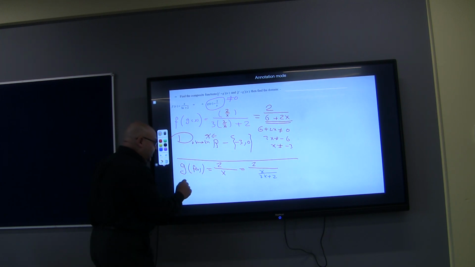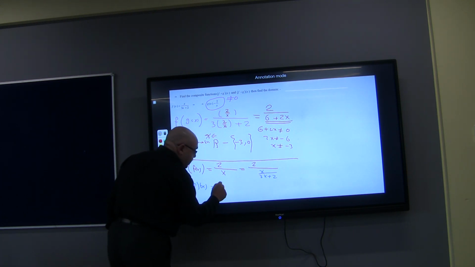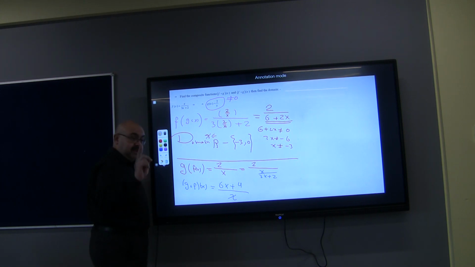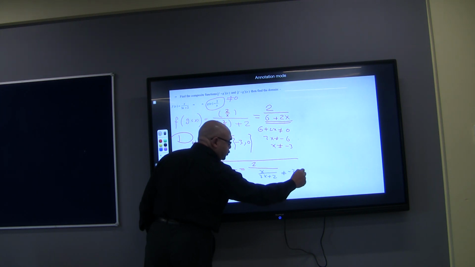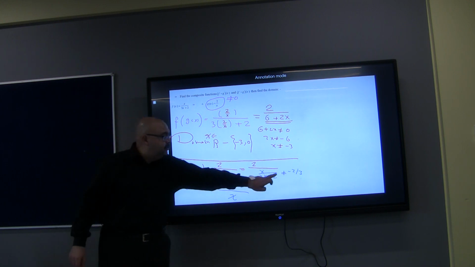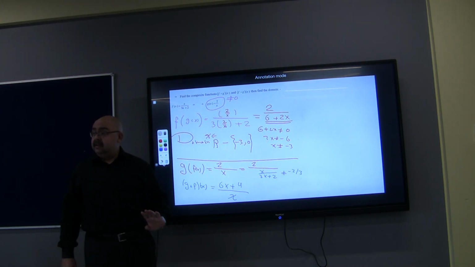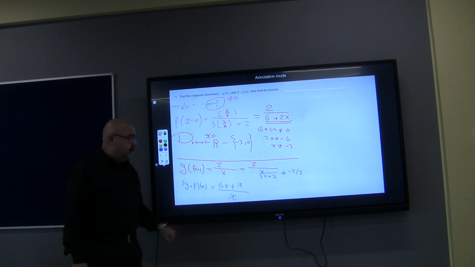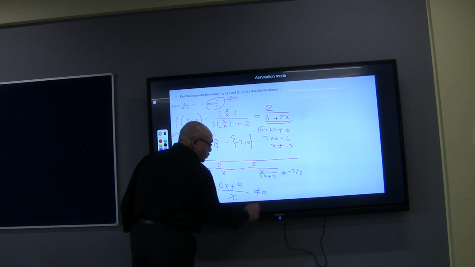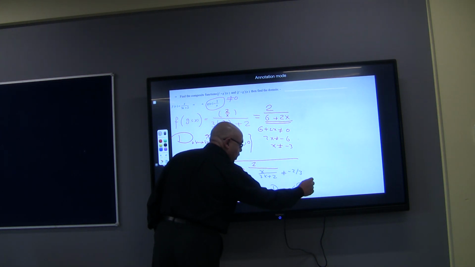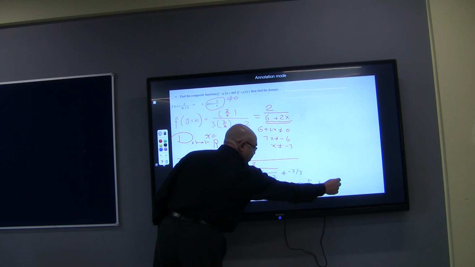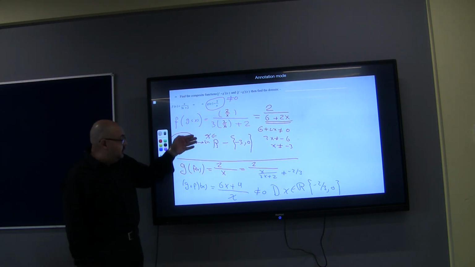So this means that g composed with f of x is going to equal 6x plus 4 divided by x. But watch out, before we start we should note that x shouldn't equal negative 2 over 3. Why negative 2 over 3? It is the condition for f of x. Then after all, by the end of this problem, x shouldn't equal 0. So the domain is x belongs to R except negative 2 over 3 and 0 for this function. See, there is a difference in domains.